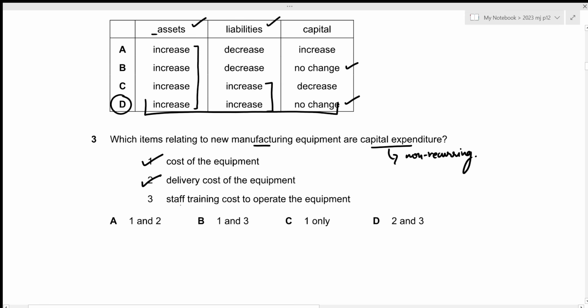Then the third one is staff training cost to operate the equipment. Now remember that when new staff is introduced in the business, staff training must be done so that they might gain knowledge on how to operate the equipment, which means that this is a recurring expense. So we cannot really categorize this as capital expenditure. So the correct answer is 1 and 2, which is given in option A. Let's move towards the fourth question.